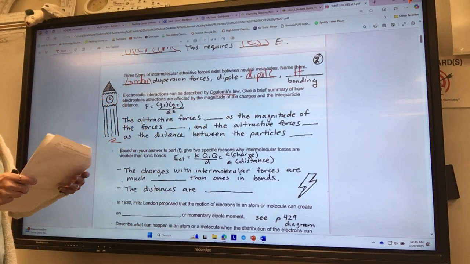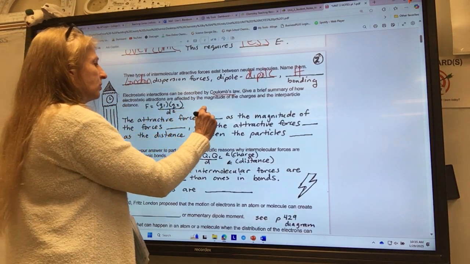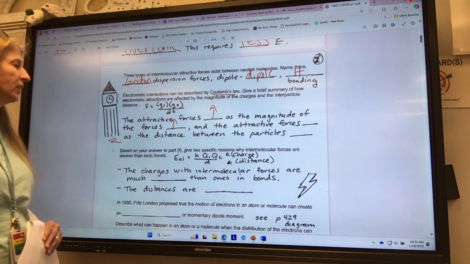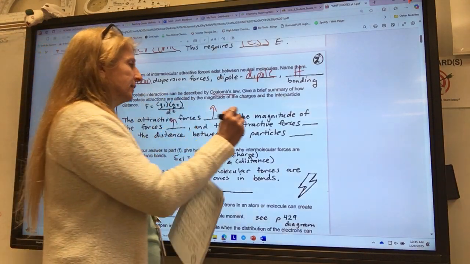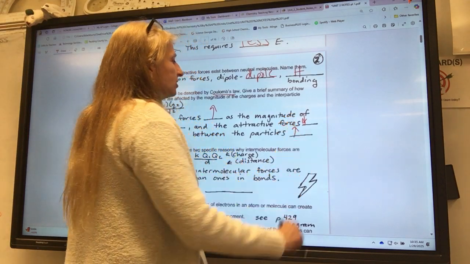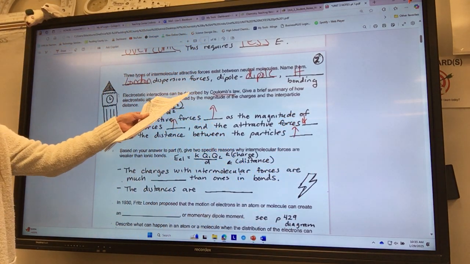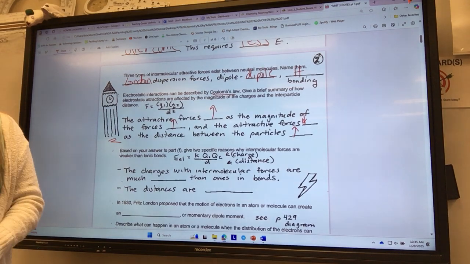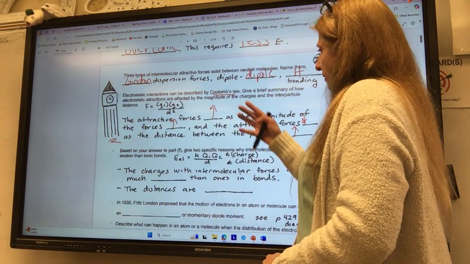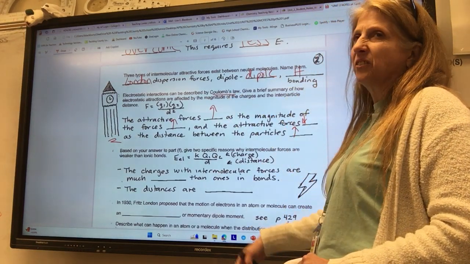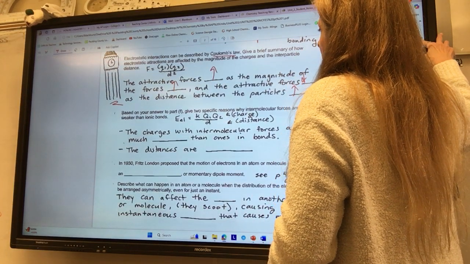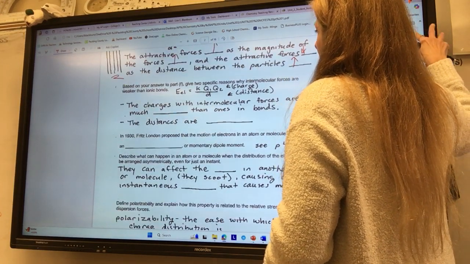Okay, so this is sort of summing up what I said. The attractive forces increase as the magnitude of the forces, that's the size of the charge, increases, and the attractive forces decrease as the distance increases. So you're going to have more force with bigger charge and less distance. They're inversely proportional. Okay, based on your answer to this part, all of this kind of goes a little bit in order in your book. I changed it to be more like that, but when it talks about pages or parts, that kind of is referring back to your book.